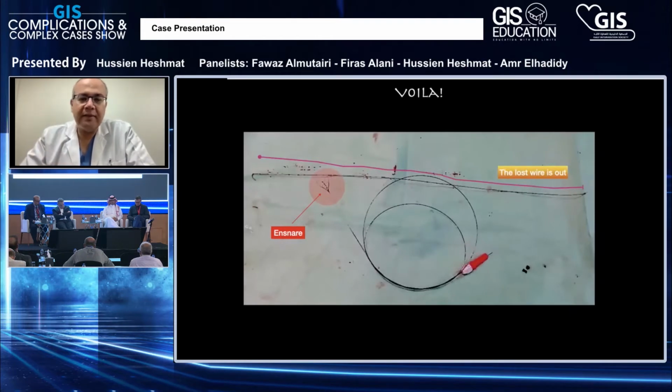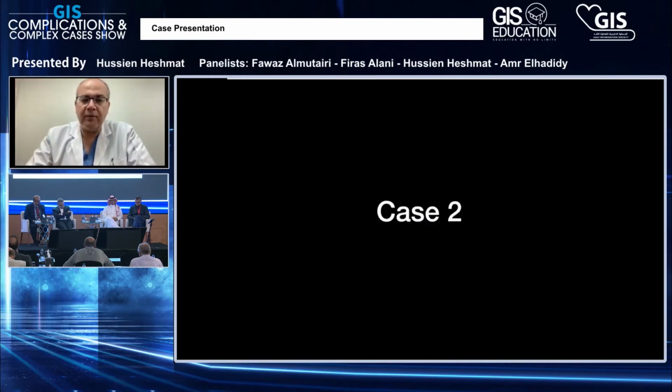So that was rather an easy decision to make. The wire was long, accessible from either below or from above. The second case is a bit tricky, and I saw it once and I don't think I would see it again.